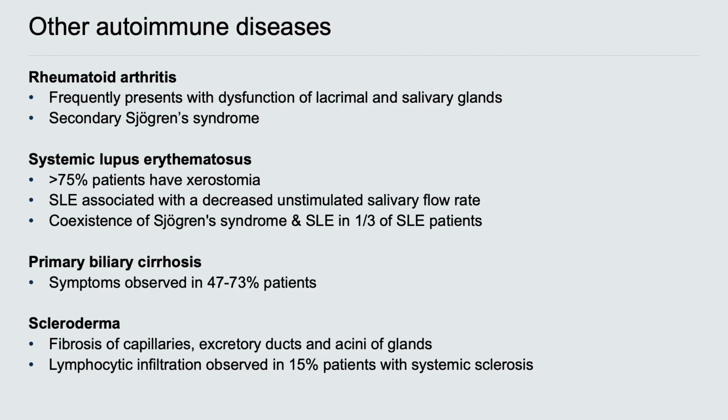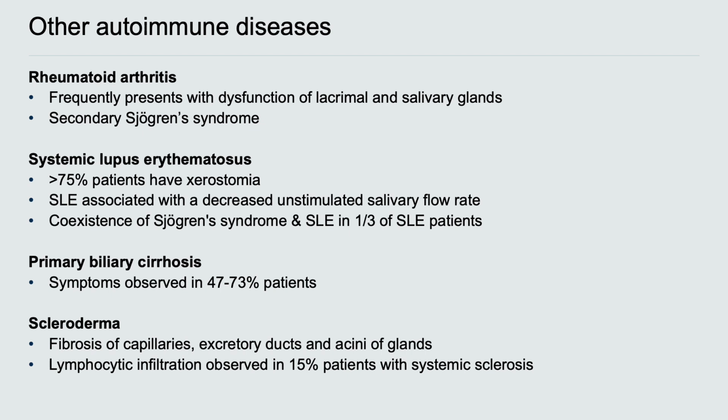Other autoimmune diseases are also known to affect the salivary glands. Rheumatoid arthritis frequently presents with dysfunction of the lacrimal and salivary glands, and secondary Sjogren's syndrome is associated with xerostomia and is most frequently associated with rheumatoid arthritis. In addition, more than 75% of patients with systemic lupus erythematosus are affected with xerostomia, and a coexistence of Sjogren's syndrome and SLE is seen in one third of these patients.